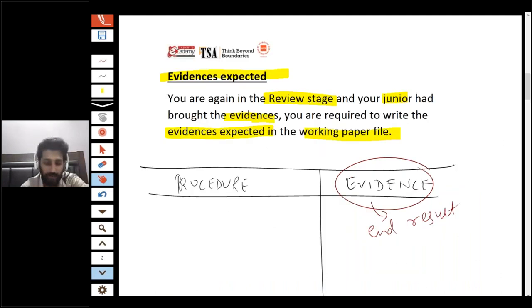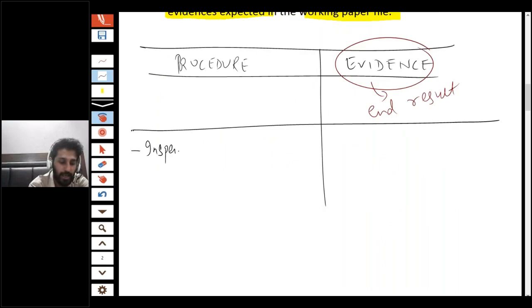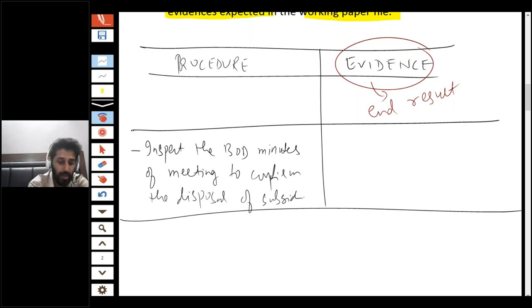Okay, now evidence: what is the difference between procedure and evidence? Evidence is actually the end result. I'm giving you the example. If I need to write the procedure: inspect the BOD minutes of meeting to confirm the disposal of subsidiary. Now this is the procedure.